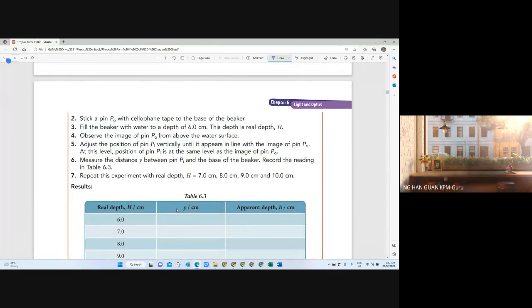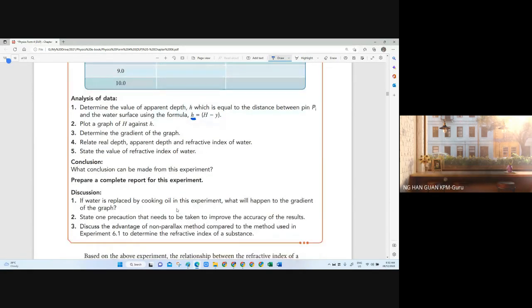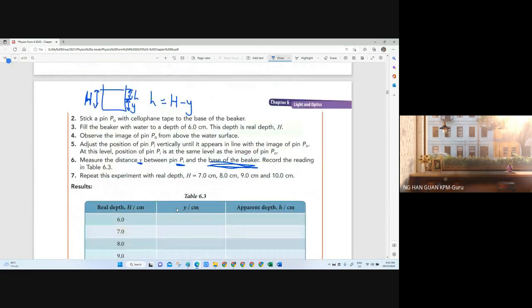Is that mentioned here? Measure the distance y between the pin I and the base of the beaker. So when you stop here, this is the y, and here is the capital H. This one is the apparent depth, and that is what we need to know. So the apparent depth will be capital H minus y, as given here, because we need the apparent depth from the surface down.